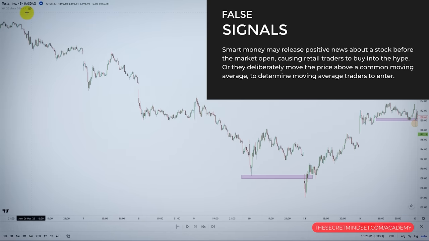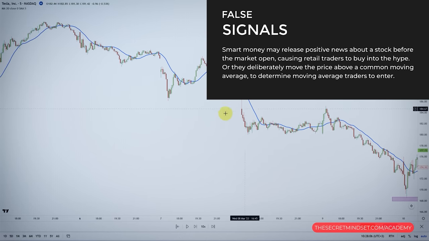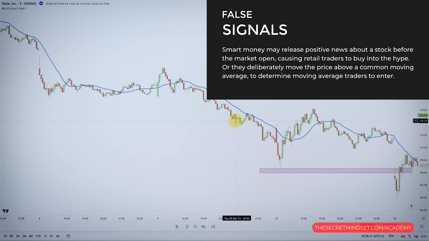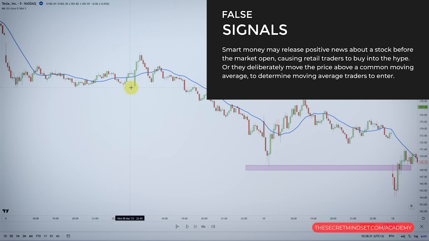False signals. This is when smart money uses indicators, news events, or other factors to generate misleading signals that contradict the actual market direction. For example, smart money may release positive news about a stock before the market open, causing retail traders to buy into the hype, or they move the price above a common moving average to trigger moving average traders to enter. And once the market opens, smart money will sell their positions at a high price and then drive the price down.